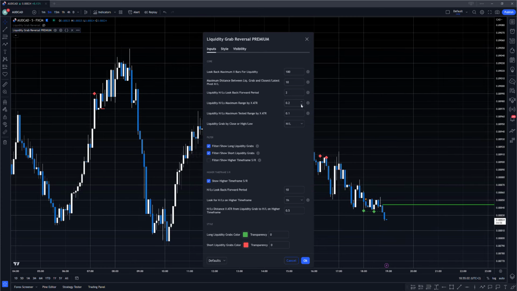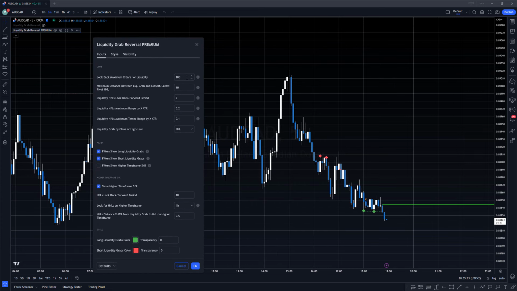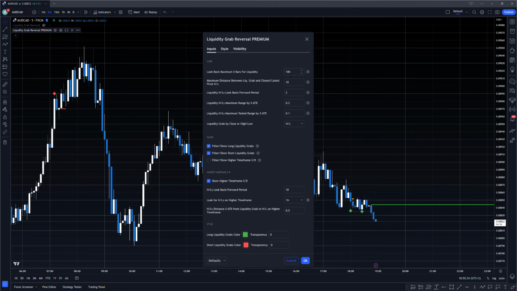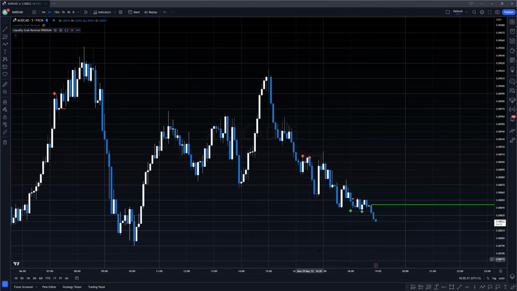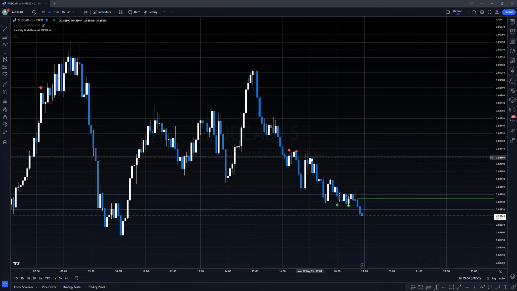Okay, so the same settings as in the free indicator are liquidity high lows look back forward period and liquidity grab by close and high low. So there are a few more settings. Look back maximum X bars for liquidity. It means you have also descriptions for each of the settings. It means only that I can set this to 1 to have more examples. That from the liquidity grab, look back 100 candles to find some liquidity. Liquidity can be created by minimum of 2 or more pivot highs or lows.